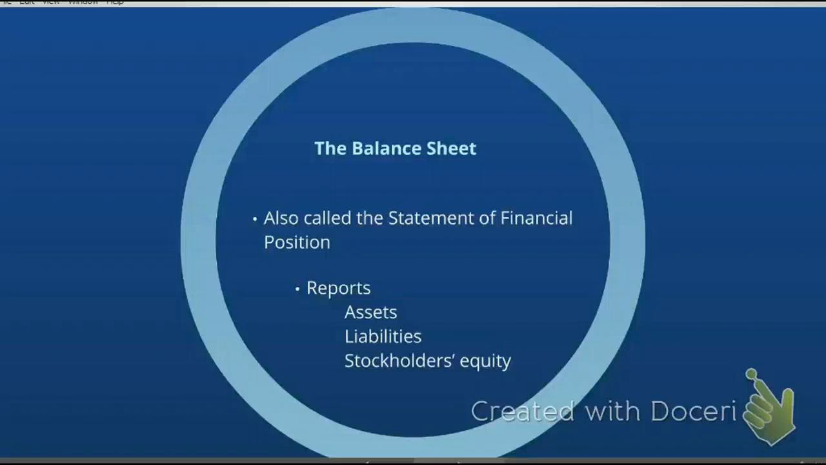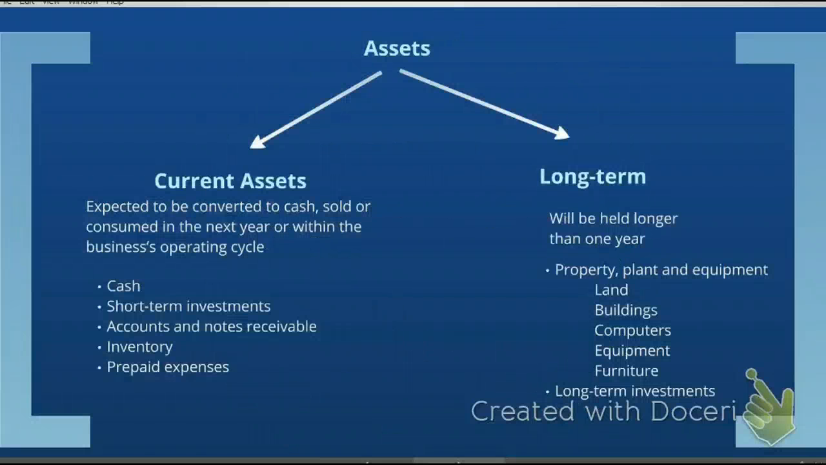The balance sheet also classifies this information into more detail. Assets are split into current assets and long-term assets. Current assets are assets that we expect to use up within a year or less, and long-term assets are assets that we expect to hold longer than a year. Current assets and long-term assets are listed according to their liquidity in the balance sheet. Liquidity means how easily it can be converted to cash.